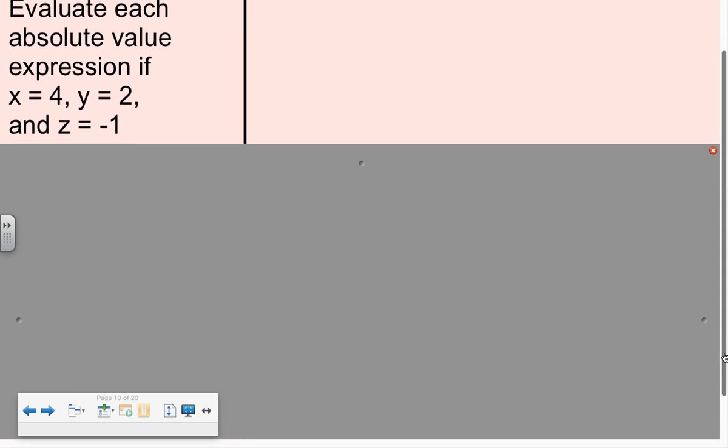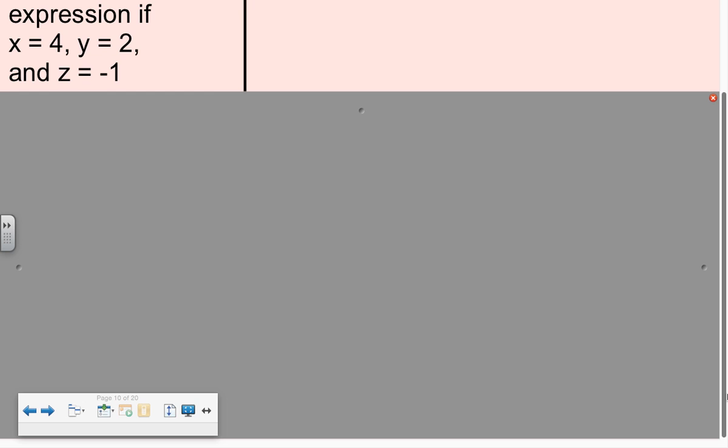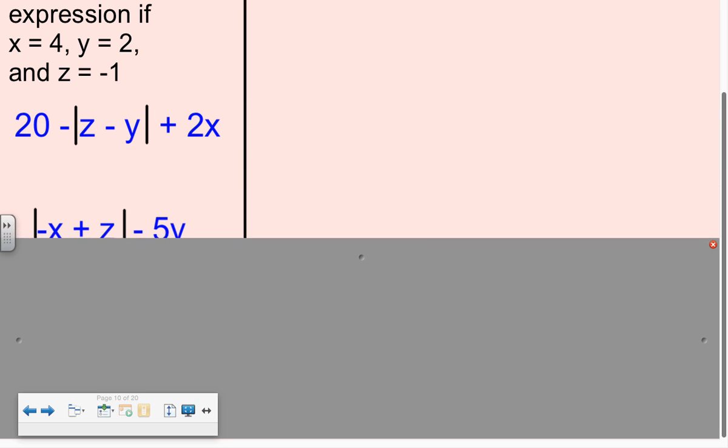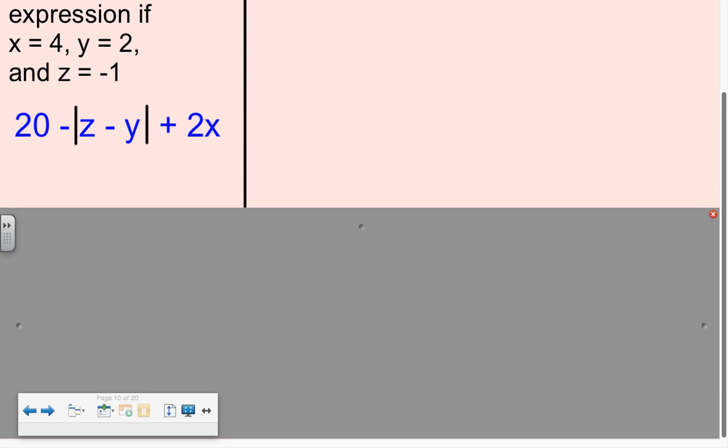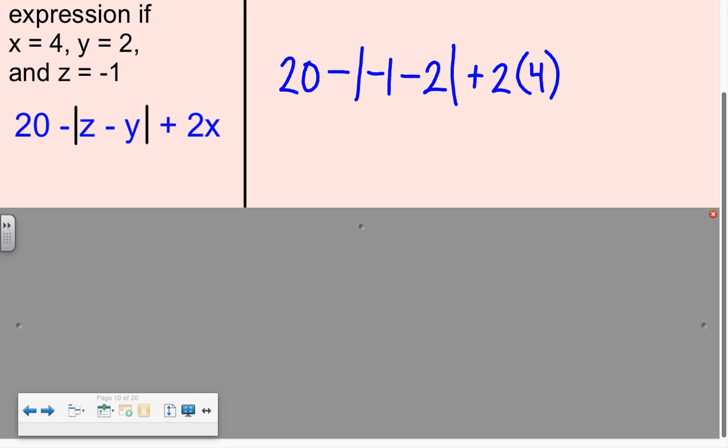All right, same thing, except this time x equals 4, y equals 2, z equals -1. So 20 minus the absolute value of z, which is -1, minus 2, plus 2 times 4. All right, so inside my absolute value bar, I have a -1 and a -2, which makes -3. Bring down the rest of my problem.